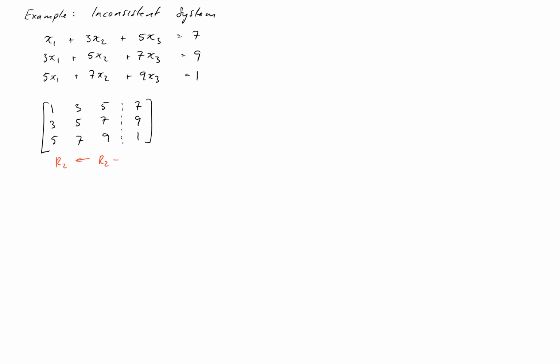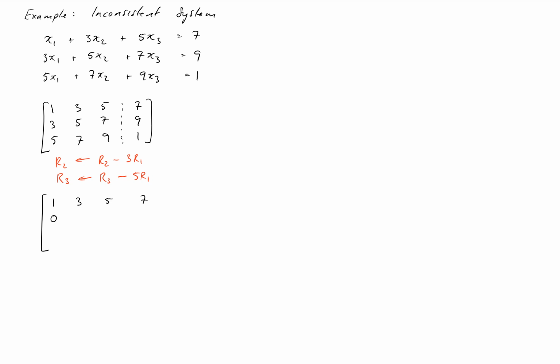As usual, we'll use the top entry up here to clear away the 3 and the 5 underneath it. So our row operations will be row 2 becomes row 2 minus 3 row 1, and row 3 becomes row 3 minus 5 row 1. Now remember, I only ever do a set of operations one column at a time. So let's see what that gives us.